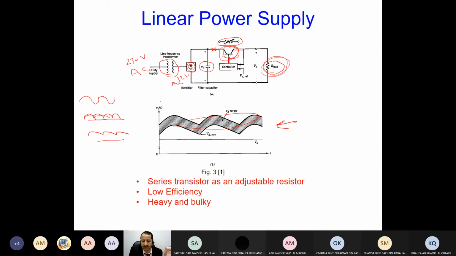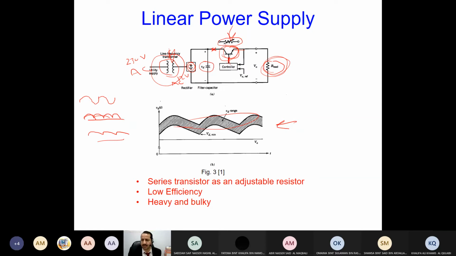We have a few problems. The first problem, the size is bulky. Why? Because we use a transformer. The second issue, losses are high. Losses in the transformer, losses in the resistance here, which means the transistor. So the efficiency will be low. So: large in size, heavy in weight, more power losses, less efficiency.